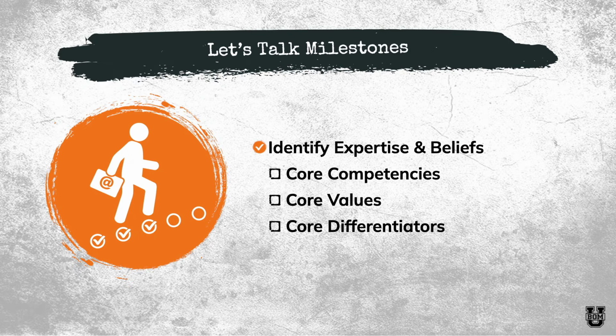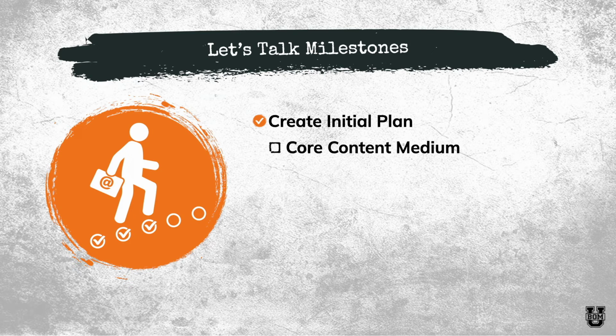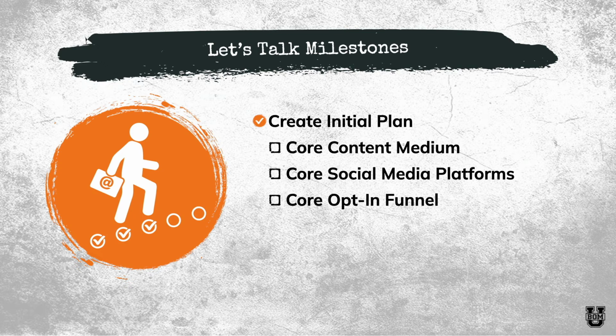So you have to do this during the planning phase as well. Now, the next step from there is to create your initial plan. Again, you're going to identify your core content medium, your core social media platforms, your core opt-in funnel, and your monetization strategy, which means: how are you going to make money?